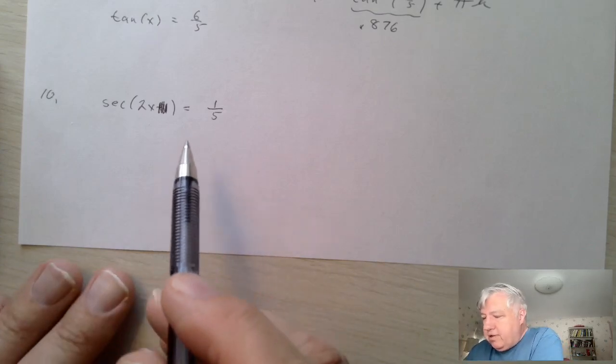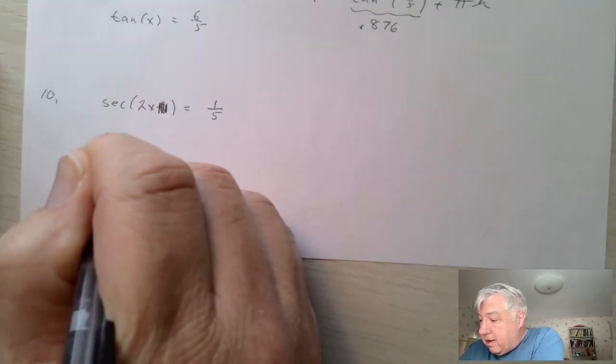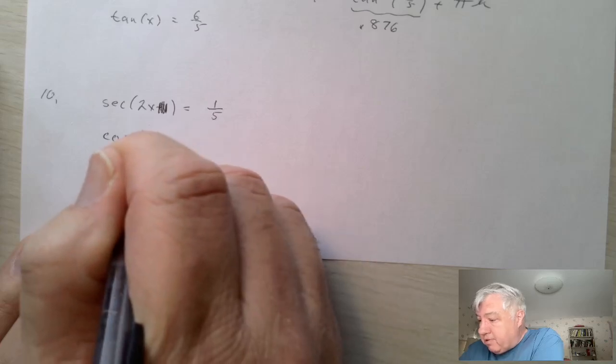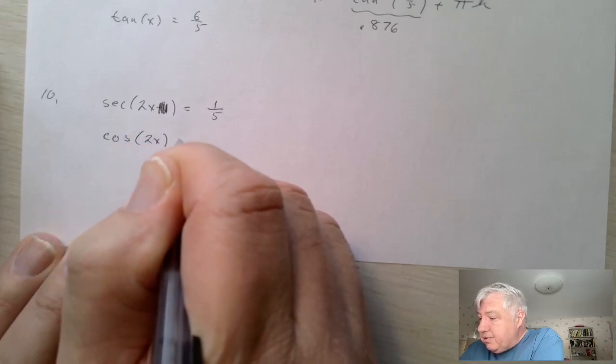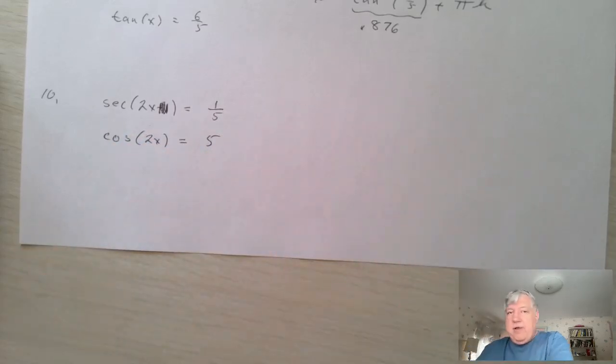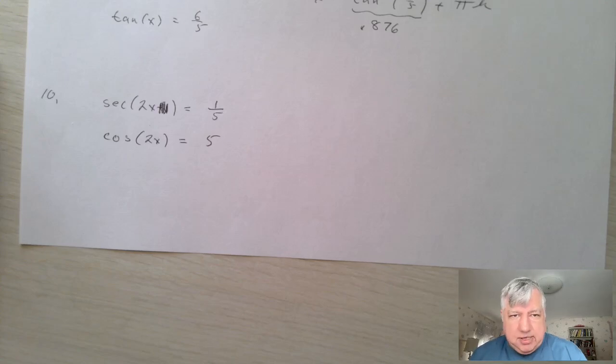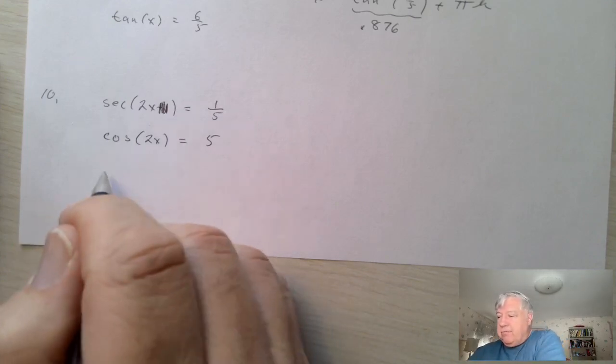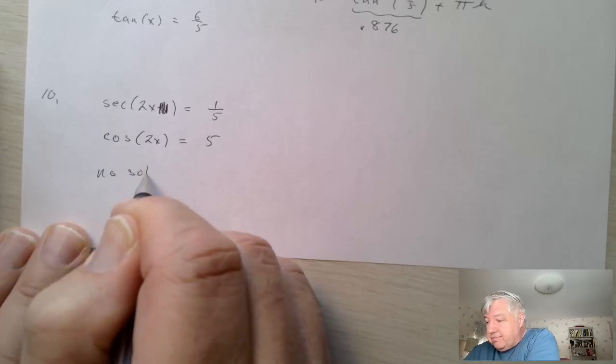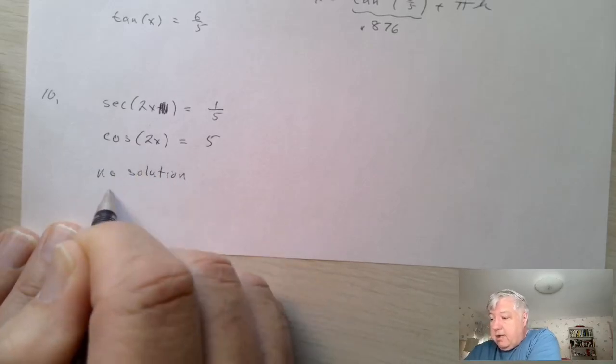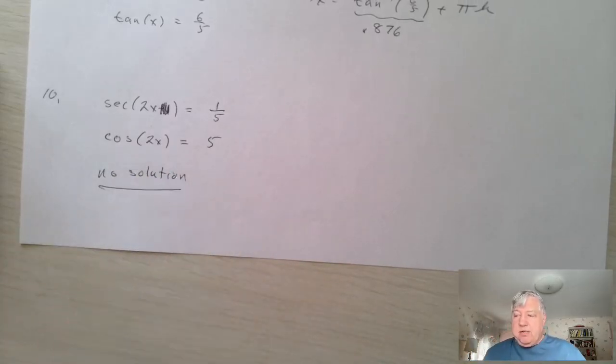And if you didn't see that at first, if you take the reciprocal, you get the cosine of 2x equals 5. And at this point, this should really send your alarm bells going, because the cosine of anything has to be between 1 and -1. So at this point, we don't even have to deal with this 2x. We know this has no solution, because 5 is not in the range of the cosine.